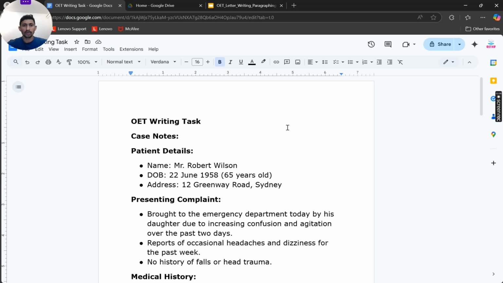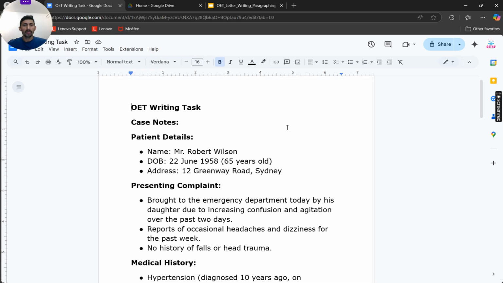This case note is readily available on oet4u.blogspot.com and you can see it. What we are going to do is find out which is the relevant case note, irrelevant case note, or semi-relevant case note. We are going to categorize this information. I will do it in three different colors: green for relevant, red for irrelevant, and maybe yellow for semi-relevant information.